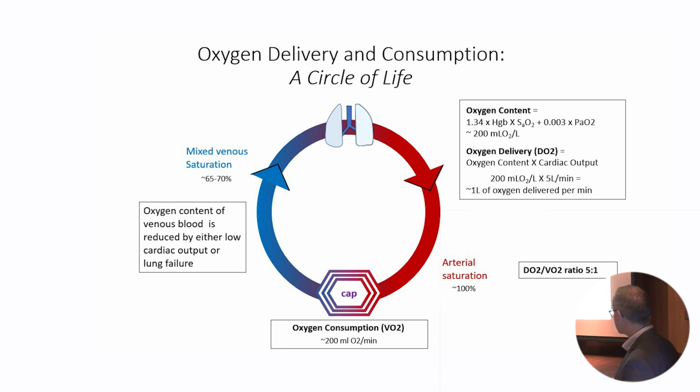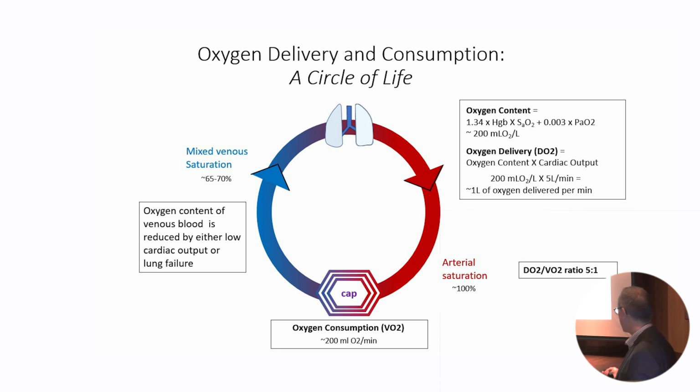And the oxygen consumption is usually around 200 milliliters every minute, or 120 milliliters per meter squared of body surface area. But in general, the DO2 to VO2 ratio, the ratio of delivery of oxygen to oxygen usage, is about 5 to 1. We'll see why that's so important here in a second.